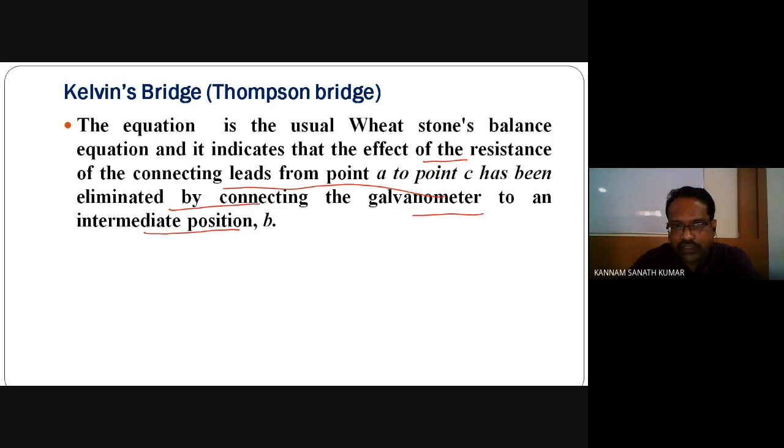Whatever the unknown resistance is, it does not depend on the lead resistance. The lead resistances are eliminated. Okay, so this is how we can find out the unknown resistance.